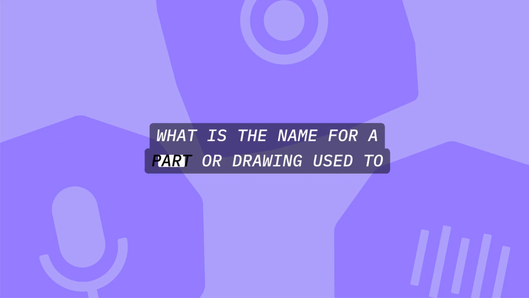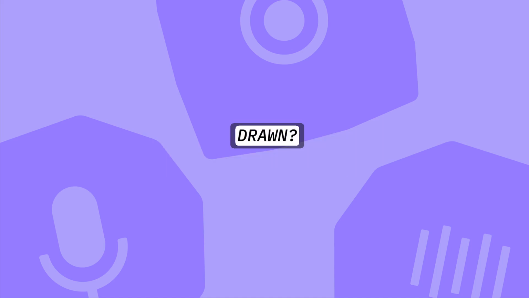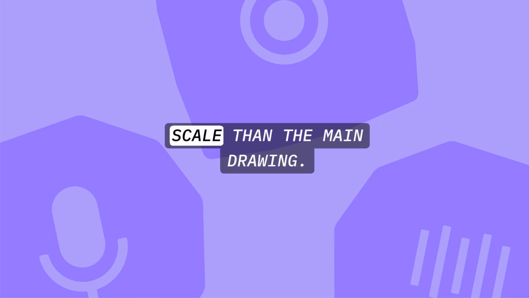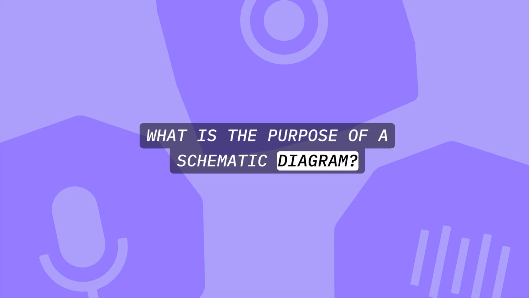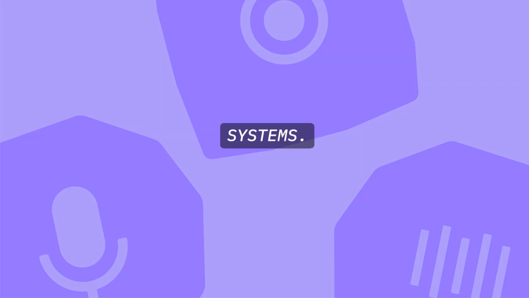What is the name for a part or drawing used to bring out important details, and how is it drawn? A detailed view, which is usually drawn to a larger scale than the main drawing. What is the purpose of a schematic diagram? They're primarily used for troubleshooting systems.